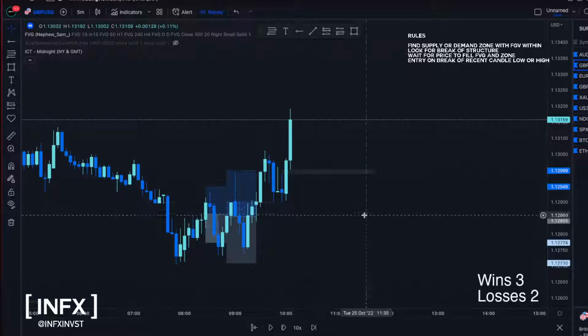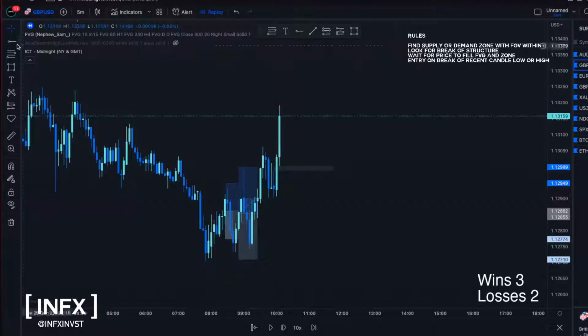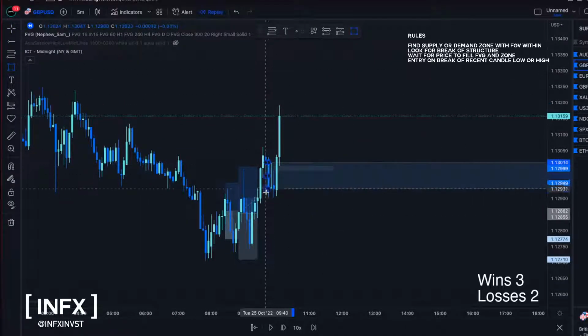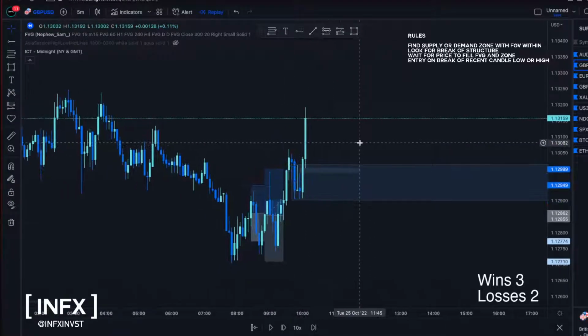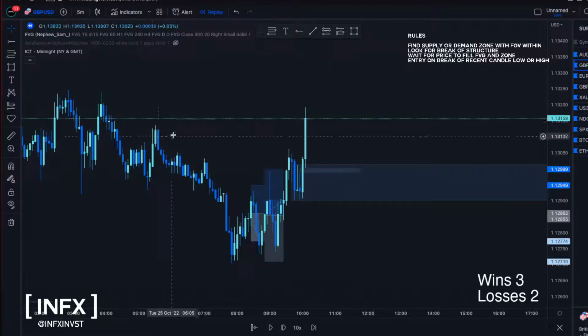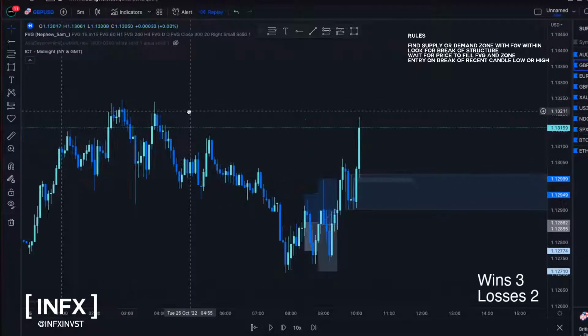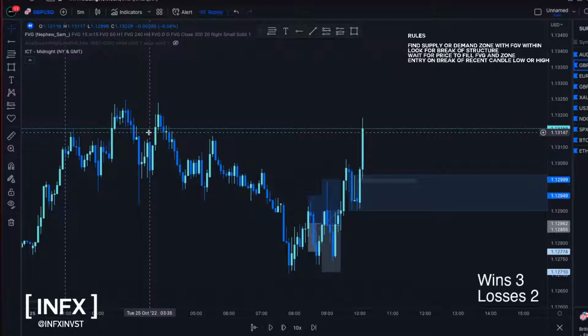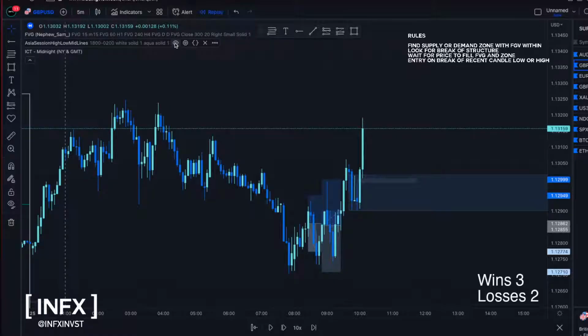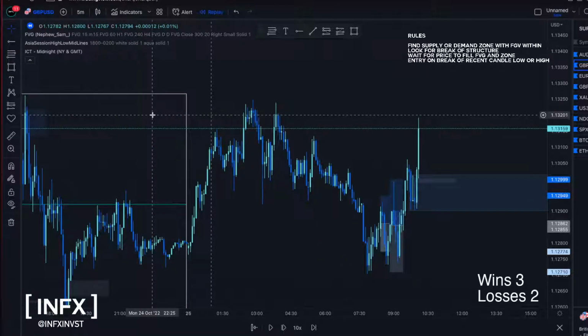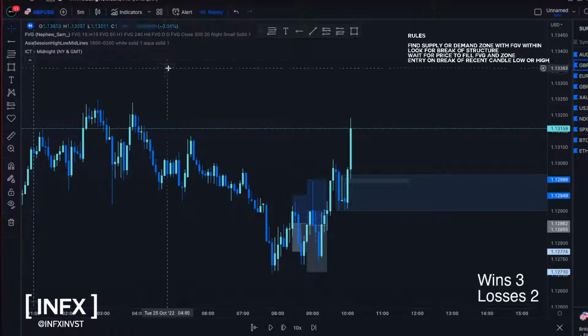All right, so got another setup here. We got a demand zone. What we got inside? We got a FVG. Okay, and this demand zone has broken to the left, which is nice. We have got this area here, which could be a supply zone from the... no, it's not in the Asia session. So let's see how this plays out.